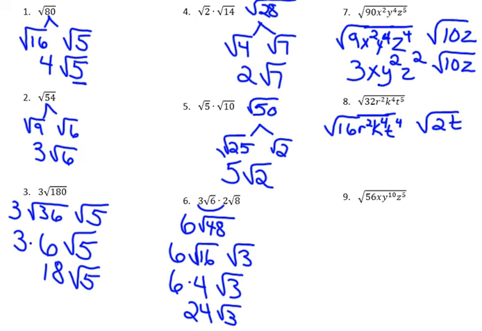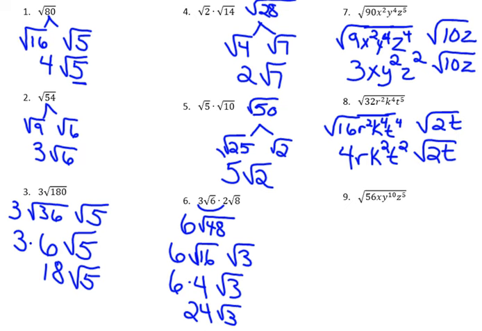Now I can take my square root. Square root of 16 is 4. Square root of r squared is r. Square root of k to the 4th is k squared. Square root of t to the 4th is t squared. And then we keep 2 radical t. Okay, 56 can be divided, let's see, 9 goes in, no.